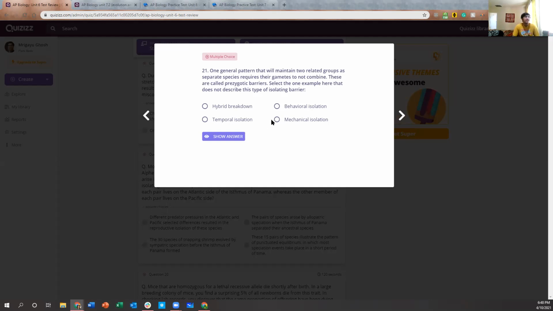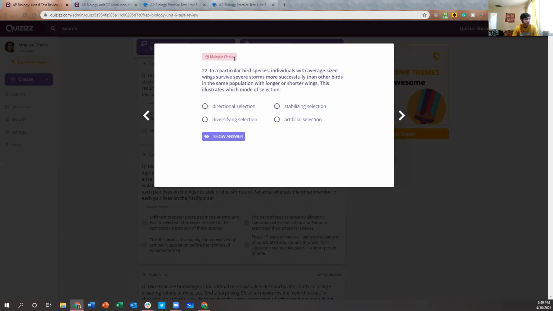even form a zygote. Behavioral isolation is also prezygotic because, once again, it has to do with mating. So if it's after intercourse, then it's postzygotic. If it's before intercourse, it's prezygotic. So these three are all before they're able to even have sex. This hybrid breakdown is after sex. It's after intercourse. So hybrid inviability and hybrid breakdown are all postzygotic. So that's why this is the answer.